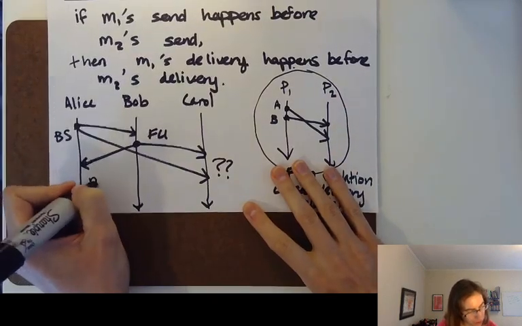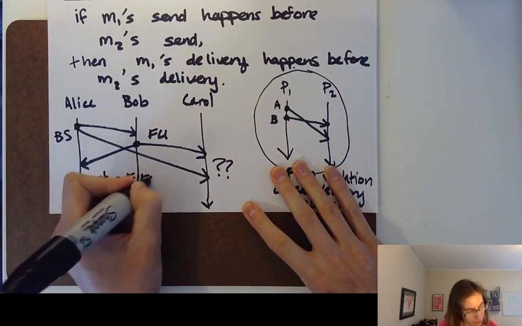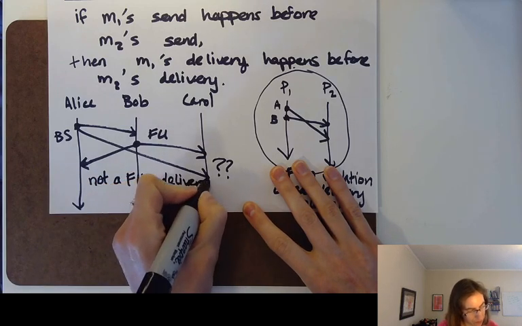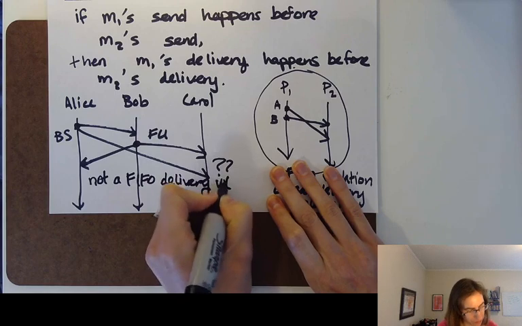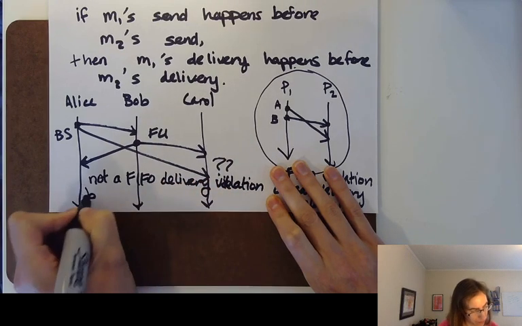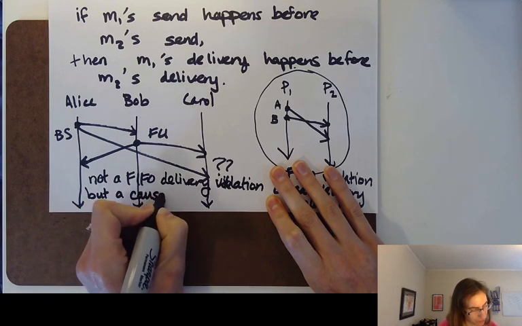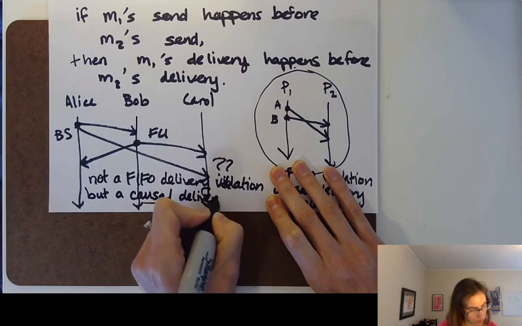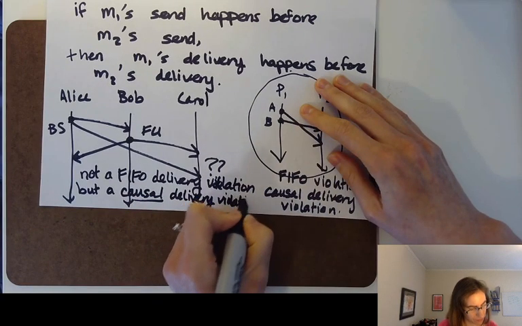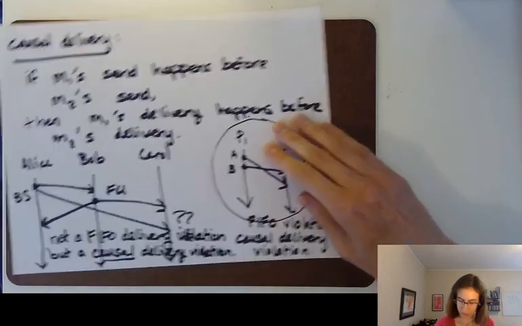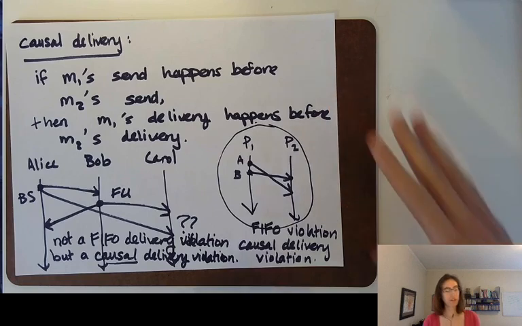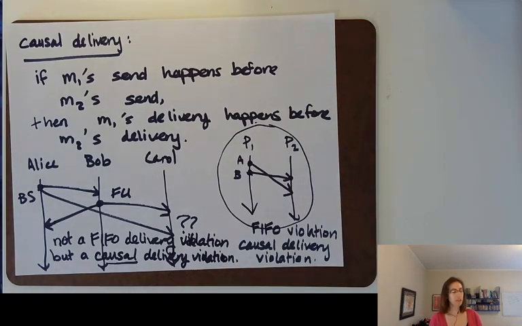So this one is not a FIFO delivery violation, but a causal delivery violation. FIFO delivery by itself, if all you have is a system that enforces FIFO delivery, will not by itself prevent this kind of problem from happening. It's a causal anomaly. All the interesting causal anomalies like this one require three or more processes to demonstrate.